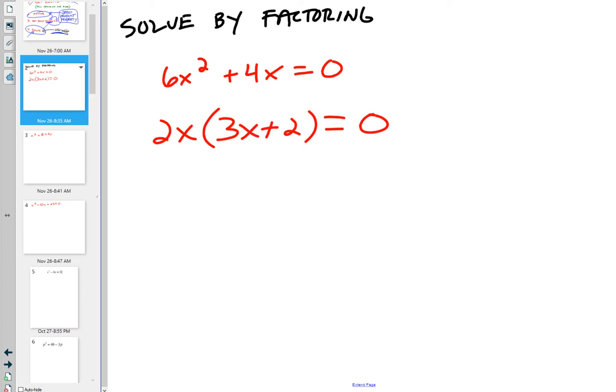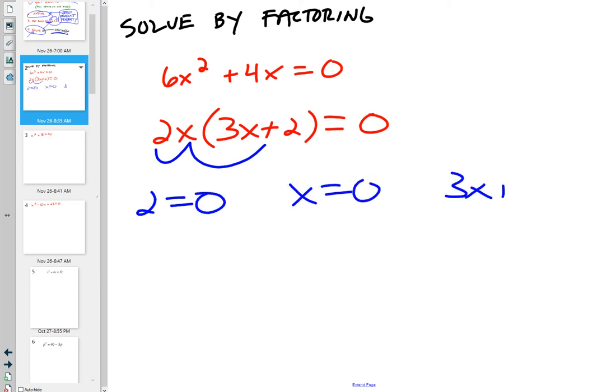The point is, you have to know what factors are. Factors are numbers that you multiply. Really, what am I multiplying here? I'm multiplying 2 times x times this 3x plus 2. Those are factors. 2 is a factor, x is a factor, 3x plus 2 is a factor. So if you make each one equal to 0, well, no matter how hard the 2 wants to be 0, the 2 will never be 0. That's why the 2 is irrelevant. But what are the other two?